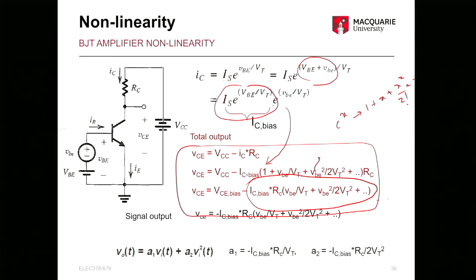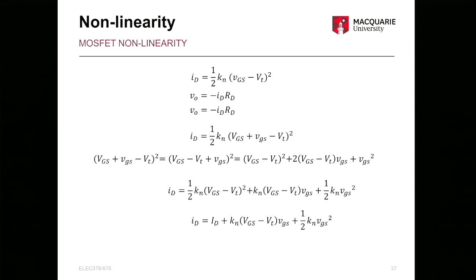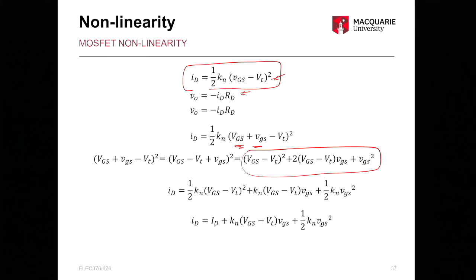Okay, diode. MOSFET is slightly different because it's not an infinite number of terms in the output, because the MOSFET's equation is half Kn (VGS minus VT) the whole square in the saturation mode. And we know that the output is equal to negative ID RD, and ID is this one. And if you put VGS as the DC plus AC, you can expand this to A square plus 2AB plus B square.